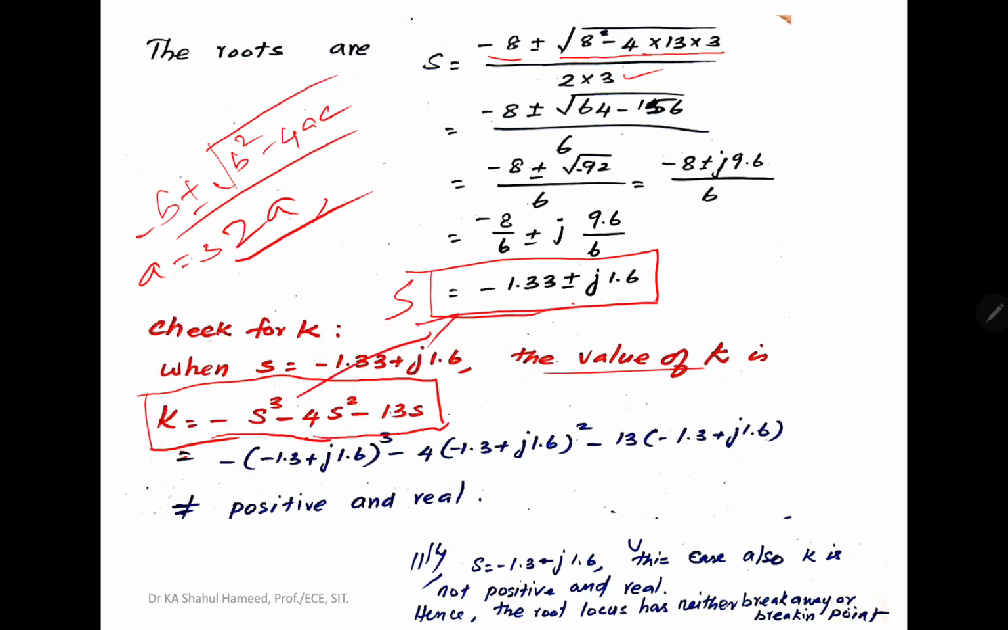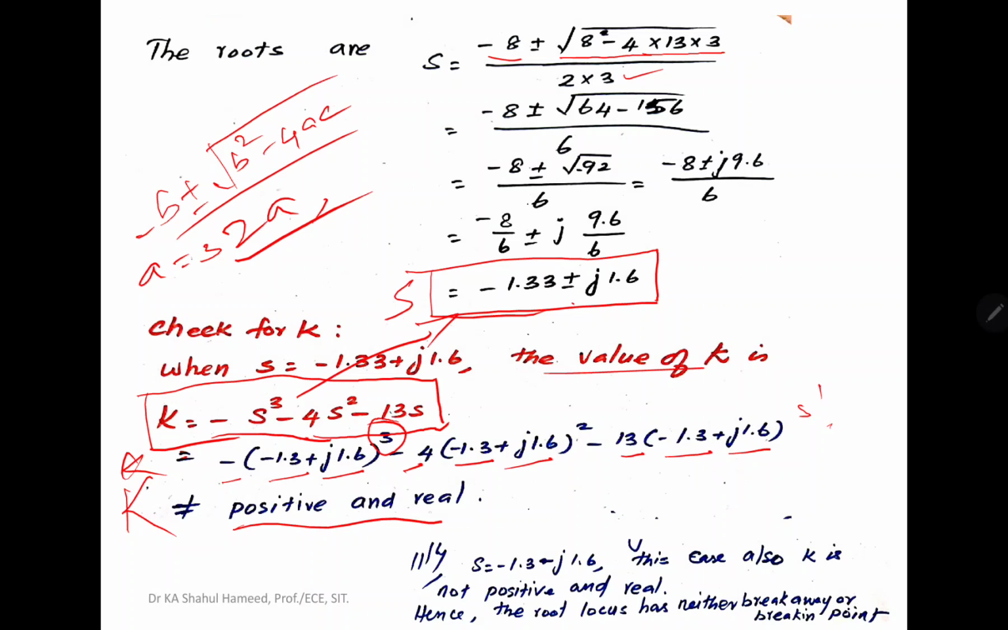In this equation, we get k is equal to minus 1.3 plus j 1.6 cube minus 4 into minus 1.3 plus j 1.6 square minus 13 into minus 1.3 minus j 1.6. And here cube is there. Seeing that the roots are complex numbers, we can definitely say that the k value is not positive and real. It's definitely a complex number.